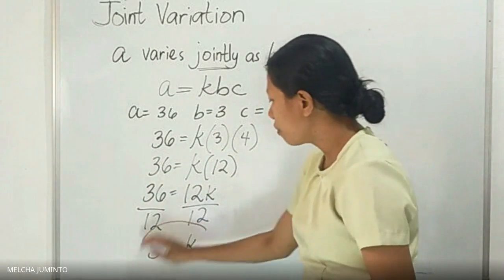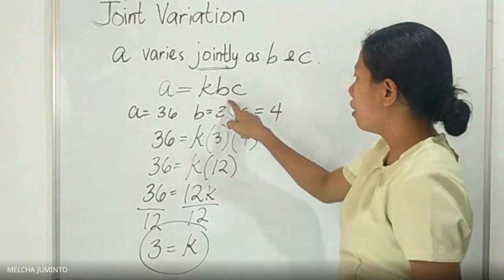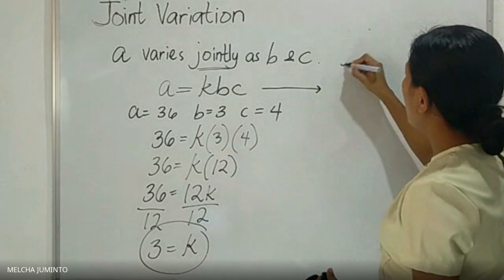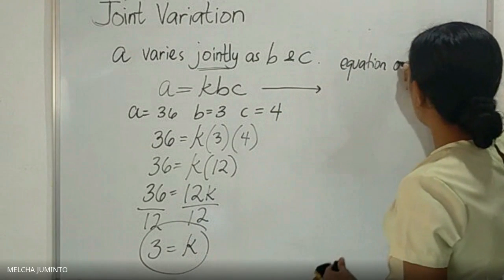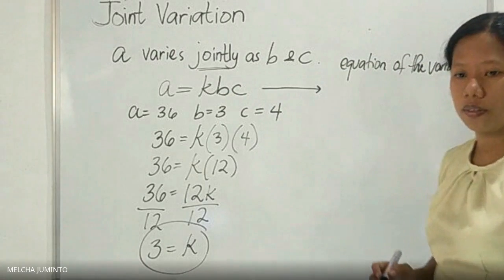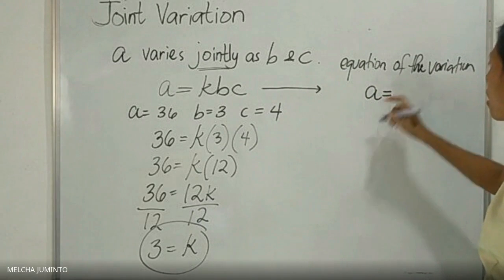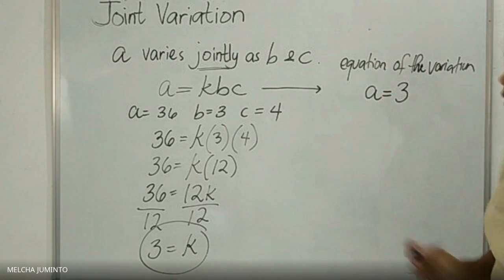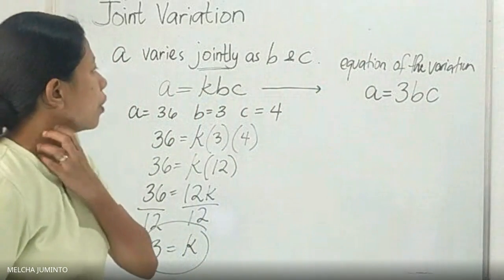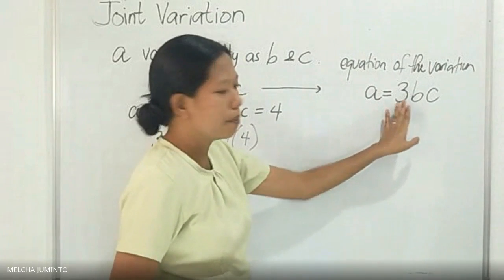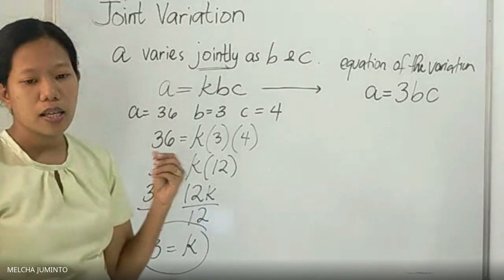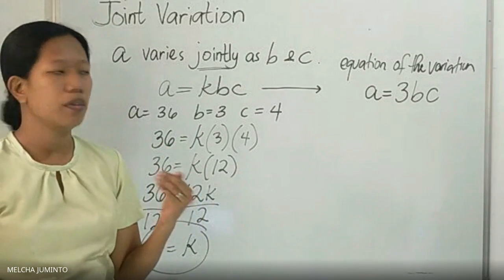After getting the value of k, which is 3, we simply need to replace it in the first equation. So to find the equation of the variation, we will get A equals, instead of K, we now write 3, B, C. So we have now this answer. The equation of the variation is A equals 3BC. Okay. After getting the equation of the variation, you can now get easily whichever value that you need to solve.